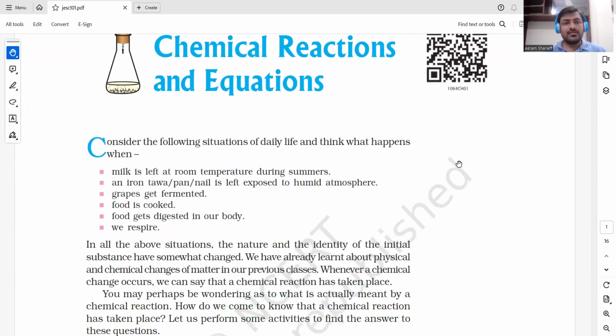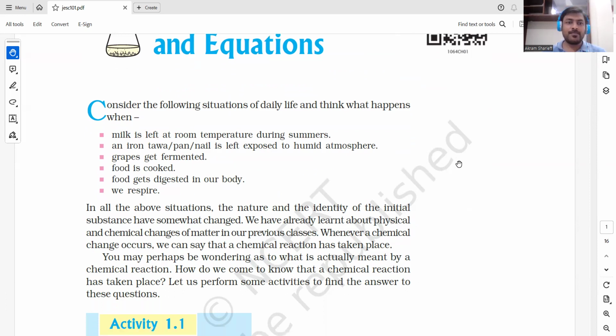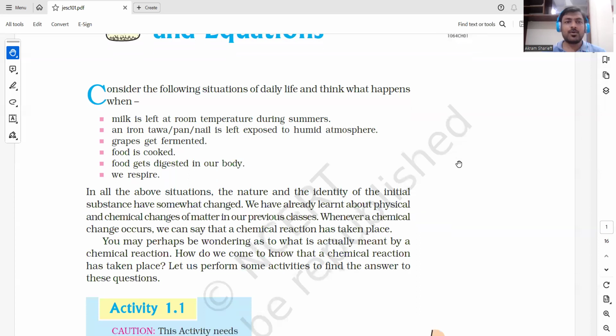Consider the following situations of daily life and think what happens when milk is left at room temperature during summers. An iron tawa or pan or a nail is left exposed to a humid atmosphere. Grapes get fermented. Food is cooked. Food gets digested in our body. We respire. You can see that these are some processes that are occurring in nature.